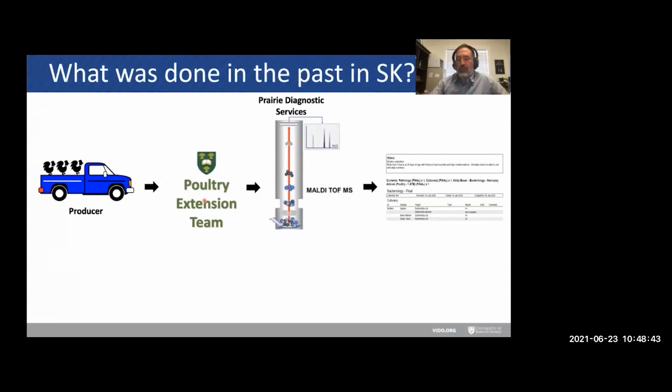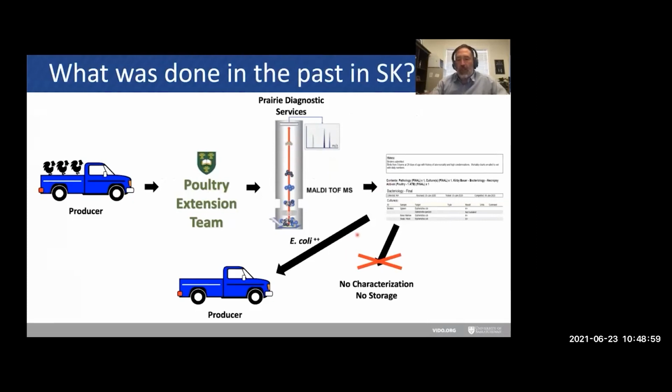with members of the poultry extension team at the U of S. They would do necropsy on these birds, send organ samples to Prairie Diagnostic Services, which is also basically right next door. And they would be the ones to determine if there's an E. coli infection. If it was, that got reported back to producers that it was an E. coli infection. And so when I started to inquire about colibacillosis, I asked, where are these isolates?